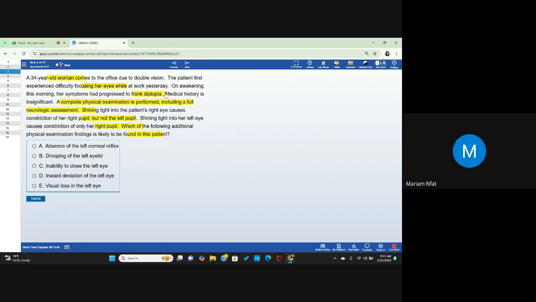Yes, the left eye. Is it pupillary? The oculomotor nerve is affected here, because the right eye is okay, as it is having the constriction, but the left is not. The left reflex is not, which means the left oculomotor nerve is not fine. So the left-sided function of the oculomotor nerve is affected, and it causes drooping of the left eyelid, ptosis. Okay, so we all agree with B.